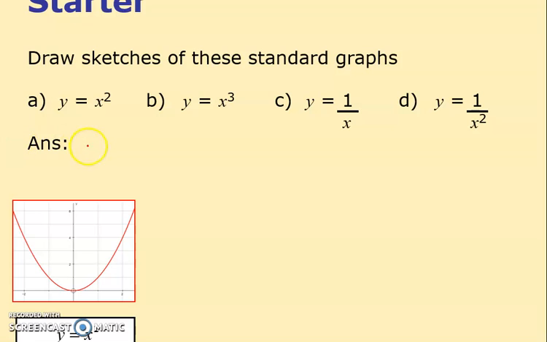I would be thinking, what do I need to draw in the exam? I definitely need to draw that kind of shape. But because it crosses only in one place and it crosses at the origin, that's probably it. That's all I need. So y equals x squared.